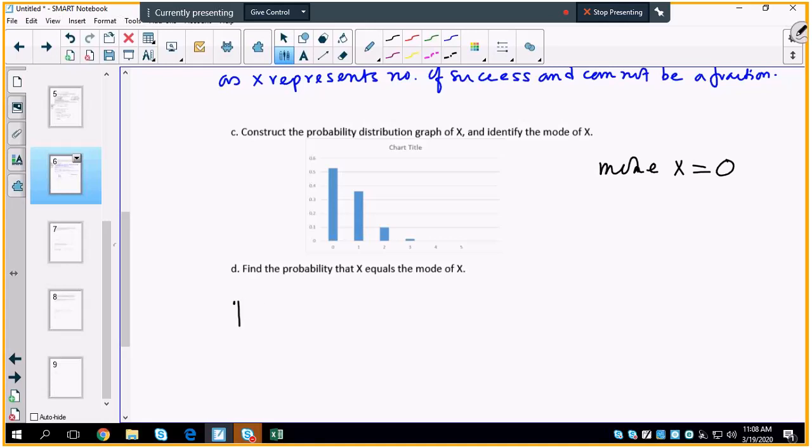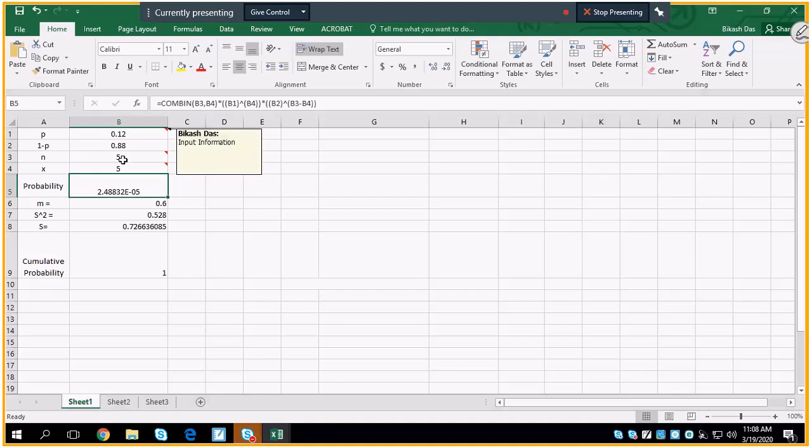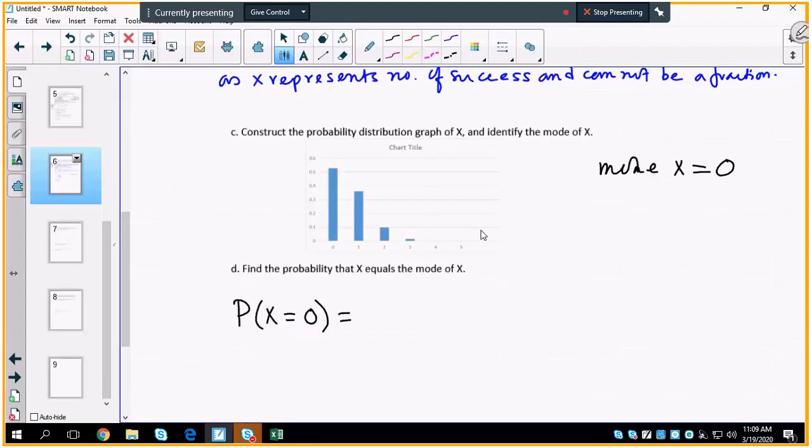Find the probability that X equals the mode of X. So we'll find probability of X equal to 0. This one can be found. We already found it, but we'll go ahead one more time. Use my binomial distribution spreadsheet and put 0 for number of successes and round the answer to 4 decimal places. 0.5277 is the answer.